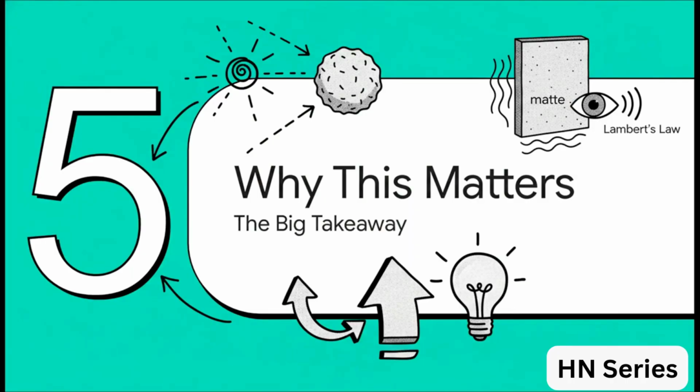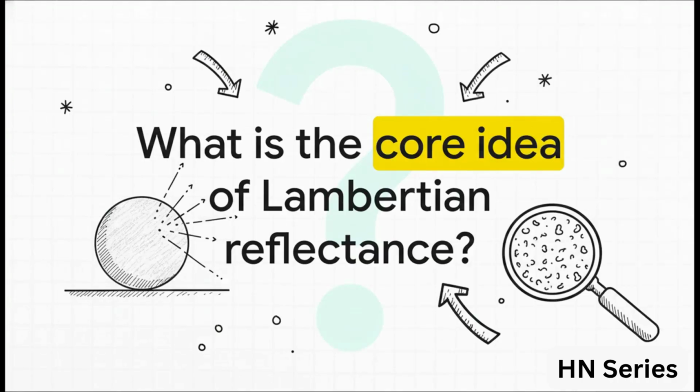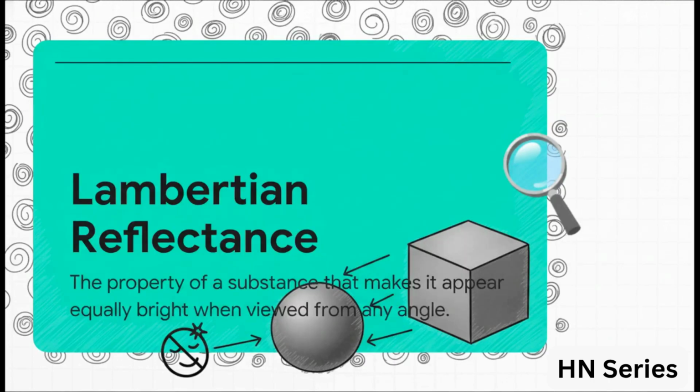Okay, so we've looked at the what and the how. Now it's time to tie it all together and ask the big question. Why does any of this matter? What's the main takeaway from all this science? So let's really nail this down. If you're going to remember one thing about a perfect matte surface, what should it be? It all comes down to one simple, elegant property. That's it, right there. It's all about uniform brightness. A perfect matte object looks just as bright no matter which way you look at it. And this is exactly why artists, photographers, and interior designers love matte finishes. They give you consistency, softness, and you never have to worry about a distracting glare.